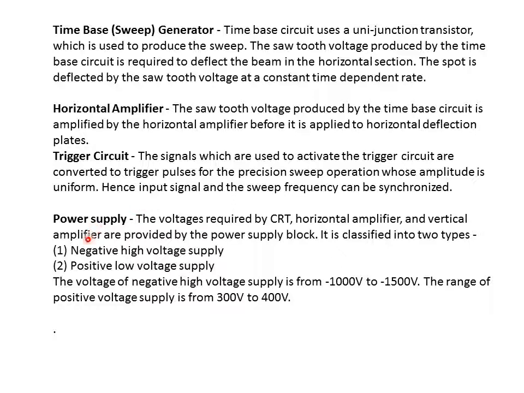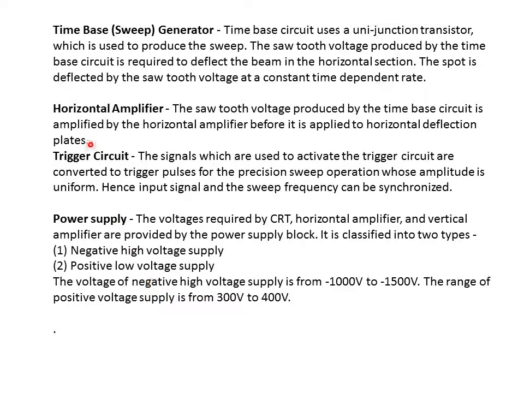So next we will see the power supply. So what type of voltages can we apply to the cathode ray tube? The voltages required by CRT, horizontal amplifier and vertical amplifier are provided by the power supply block. It is classified into two types: negative high voltage supply and positive low voltage supply. The voltage for the negative high voltage supply is in the range of minus 1000 volts to minus 1500 volts. The range of the positive voltage supply is from 300 volts to 400 volts.